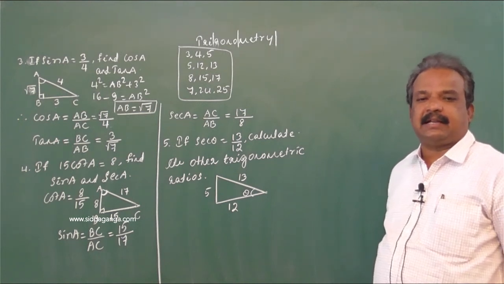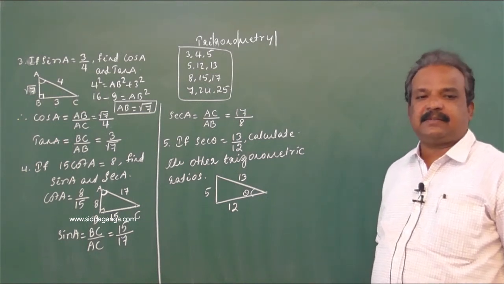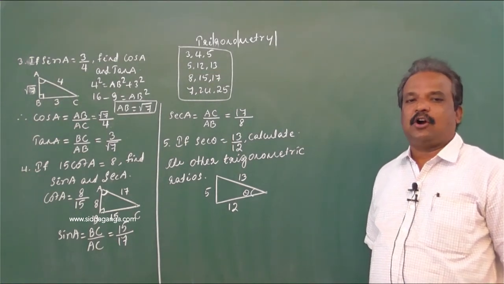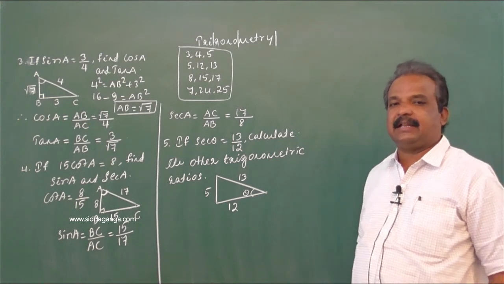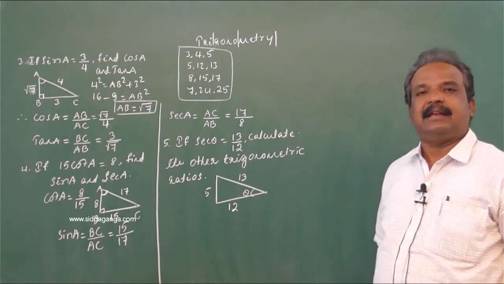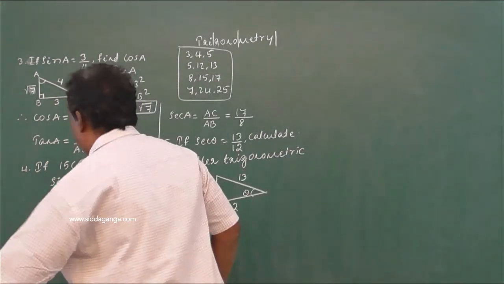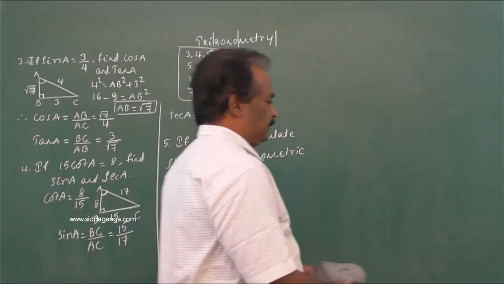Srishti Gowda has written in a single step. Sin is 5 by 13, cos is 12 by 13, tan is 5 by 12, cot is 12 by 5, secant is 13 by 12, cosec is 13 by 5. Exactly correct. Okay. Now let us move towards one more problem.